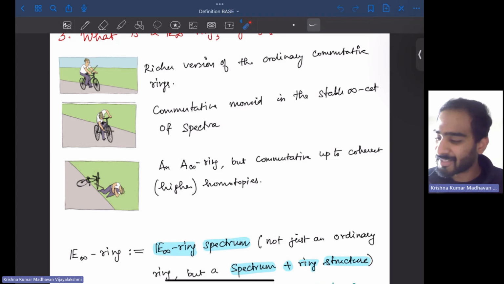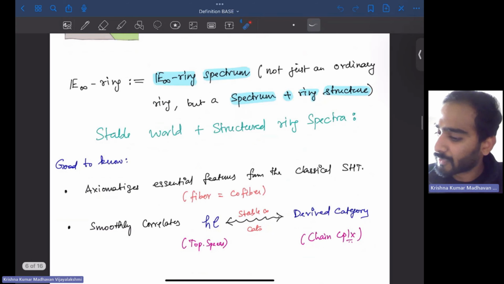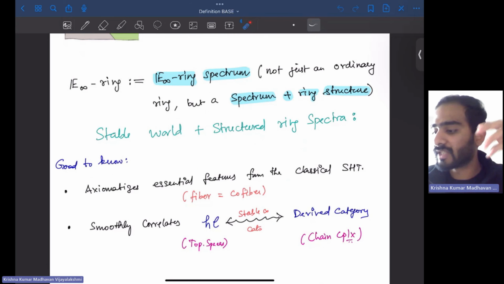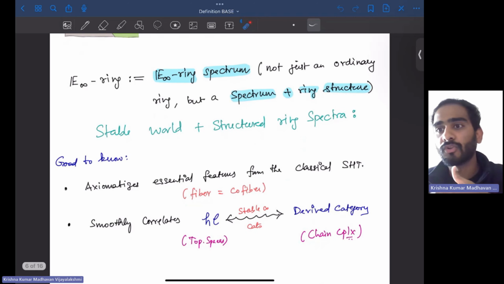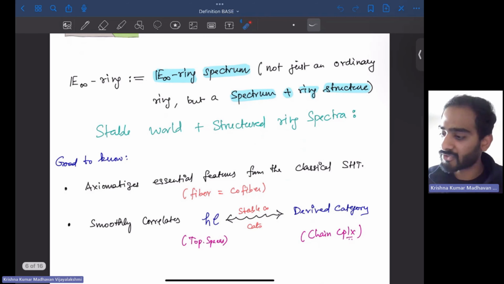So there's actually no way to decrypt this at the first go, right? We'll see what it is exactly in the next slides. E infinity ring actually stands for an E infinity ring spectrum. So it's not just an ordinary ring, but a spectrum also equipped with a ring structure. There's going to be a multiplication map that gives the spectrum a ring structure.